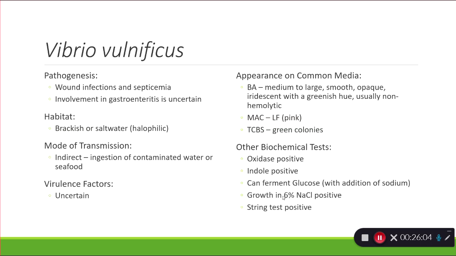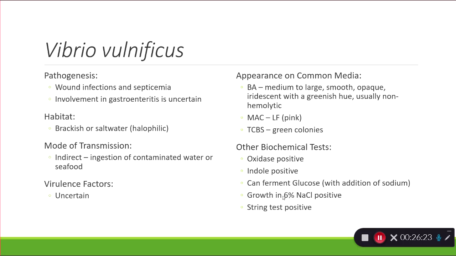The next one is Vibrio vulnificus. This can be found in wound infections and septicemia. Usually not gastroenteritis, but it can cause it. We find this in brackish or saltwater, which means it's halophilic. Usually it's from the ingestion of contaminated water or seafood.